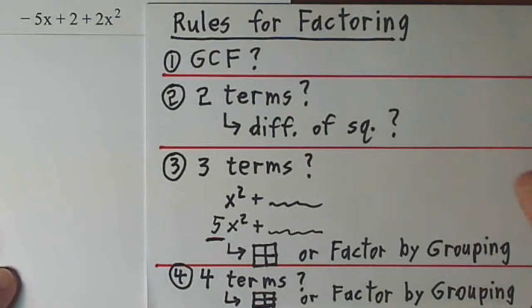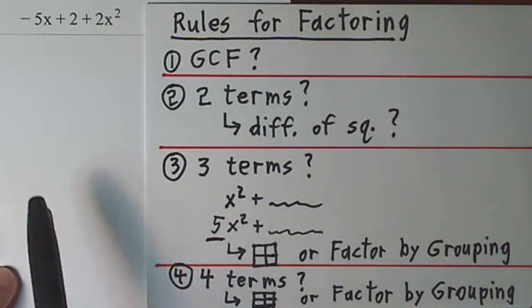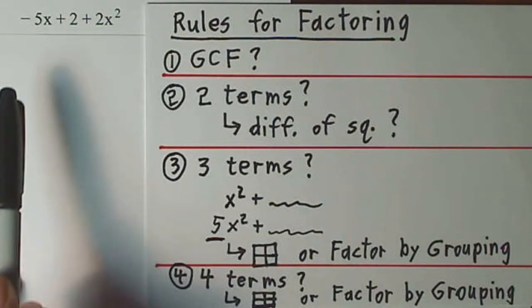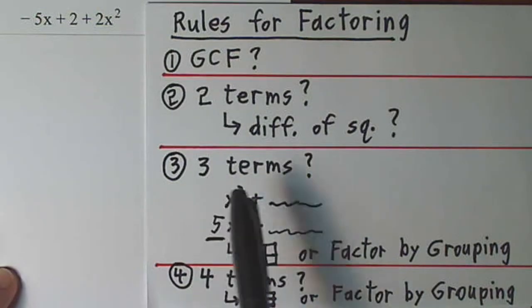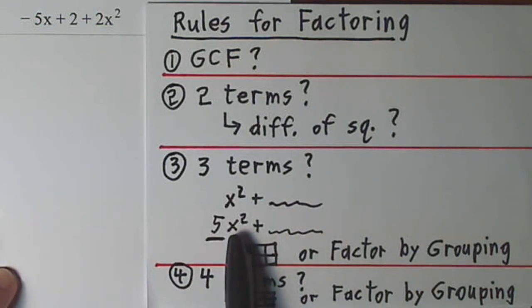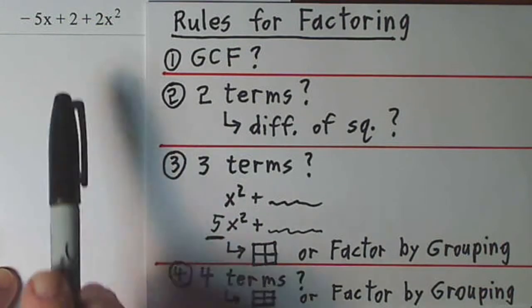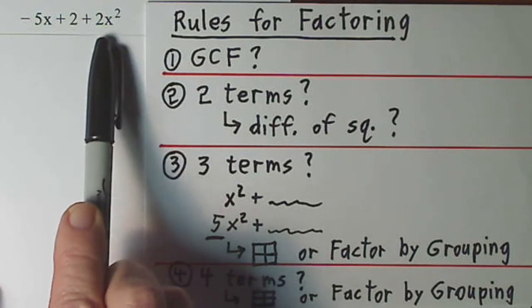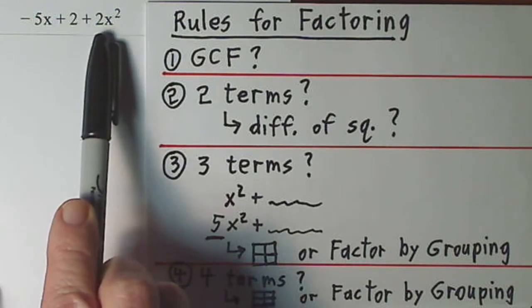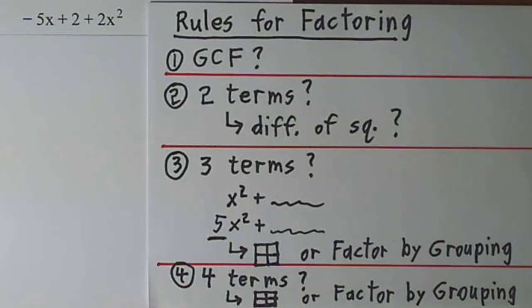Because something that I have not put on this list, and I don't plan to, is something that we're actually going to have to do here. I looked for GCF and there isn't one. I have 3 terms, but again, the leading coefficient is other than 1, but you have to look way over here to see it. The standard practice is to rearrange your polynomial with descending powers of the terms.